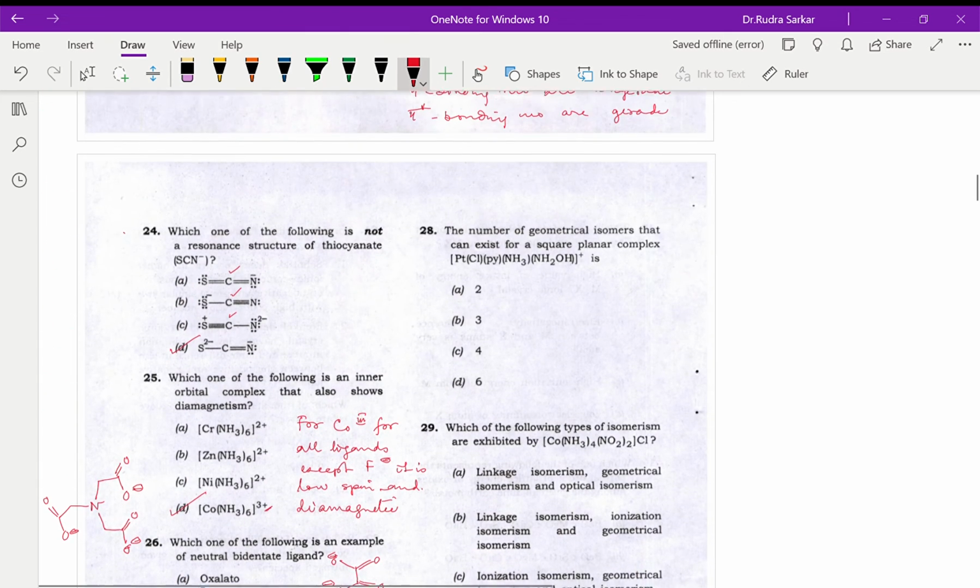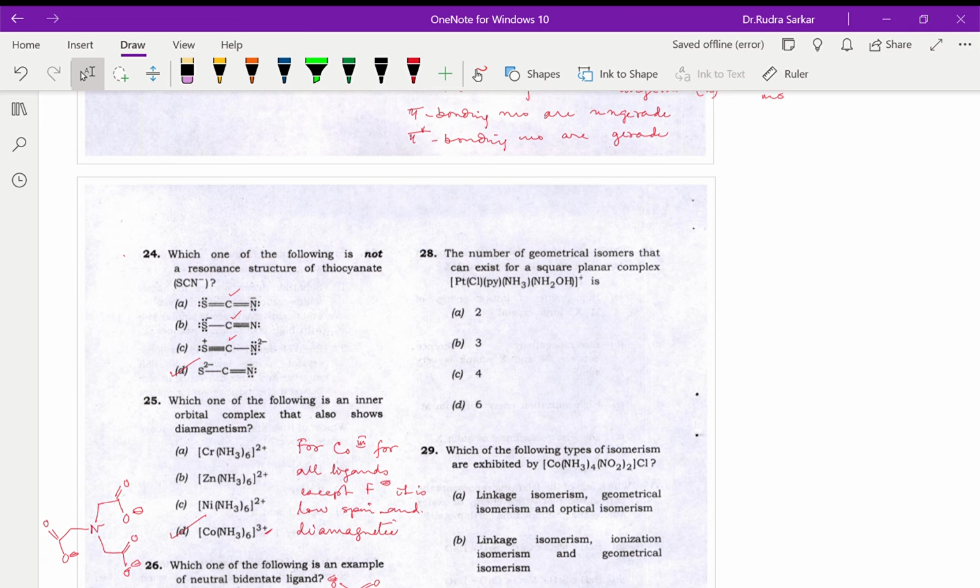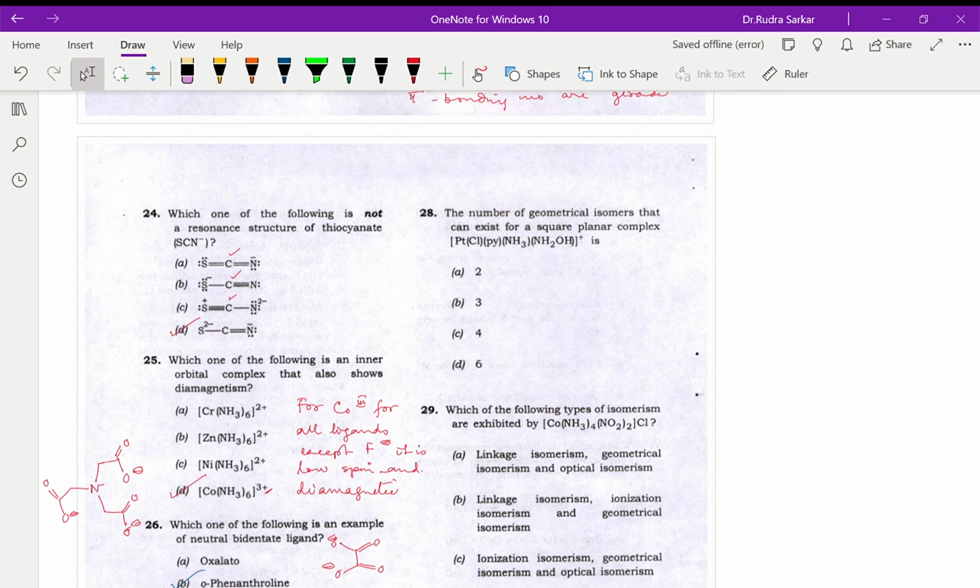Next is the number of geometrical isomers that can exist for the square planar complex. So it is basically an MABCD type of complex. Let's look at the arrangements that one can make. Instead of writing the ligands, just use A, B, C, D for fast calculation. Keep the position of A fixed, then B, C, and D. So that is the first one.